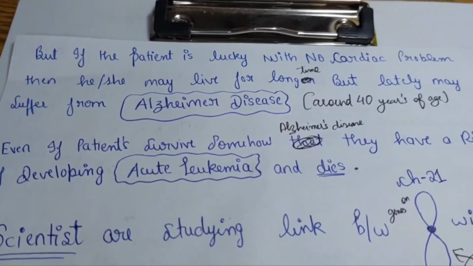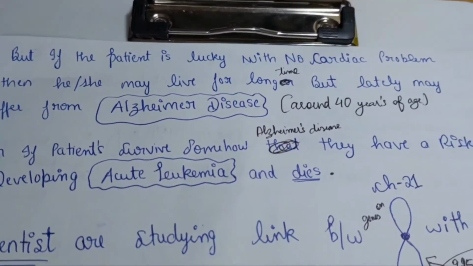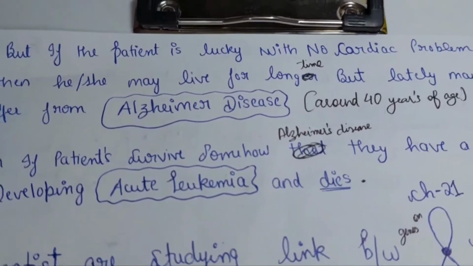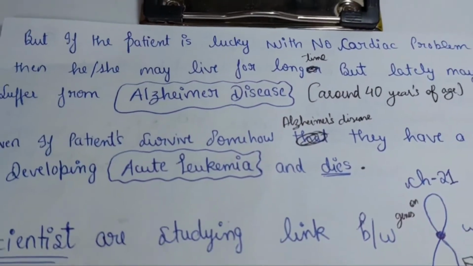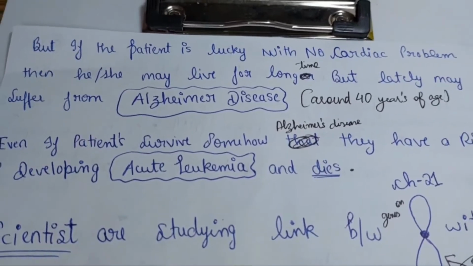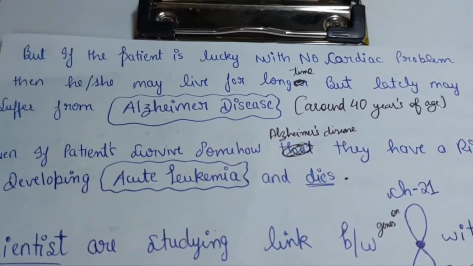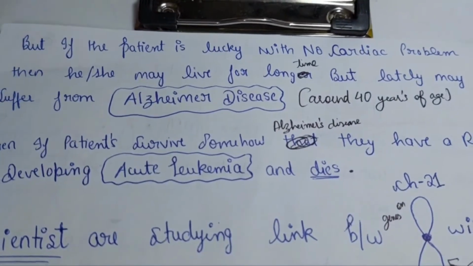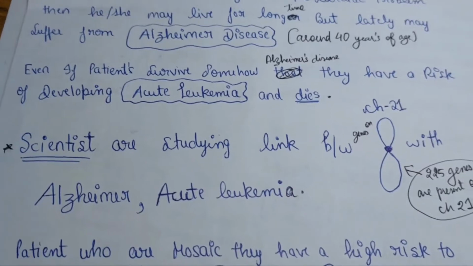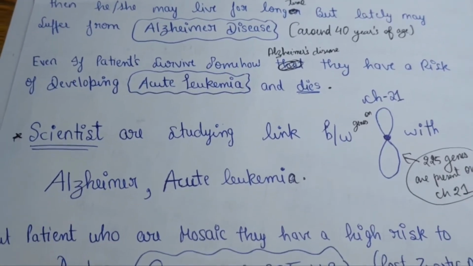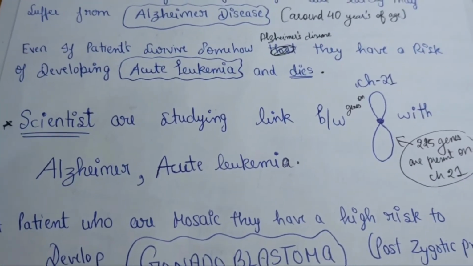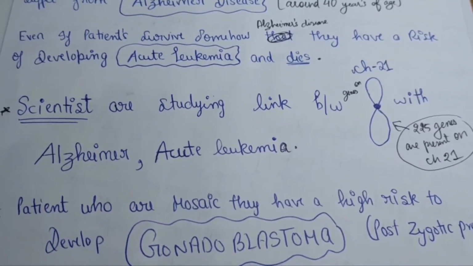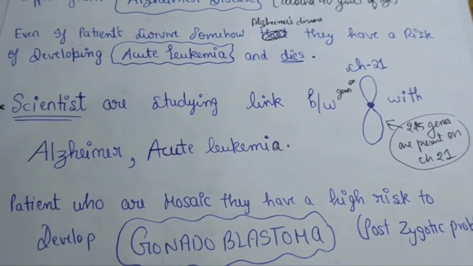But in the later stage of their life, they may suffer from Alzheimer's disease. That is, if a Down syndrome patient lives to around 40 years of age without any cardiac abnormalities, he will eventually get Alzheimer's disease. And even if the patient somehow survives Alzheimer's disease, they have a high risk of developing acute leukemia and eventually die. So scientists are now studying the link between genes on chromosome 21 and Alzheimer's disease and acute leukemia. What is the relation between these diseases and the genes on chromosome 21?